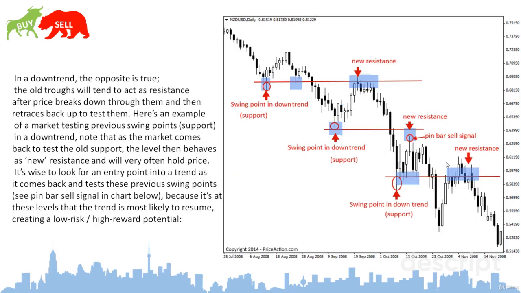So in a downtrend, the opposite is true. The old troughs will tend to act as resistance after price breaks down through them and then retraces back up to test them.